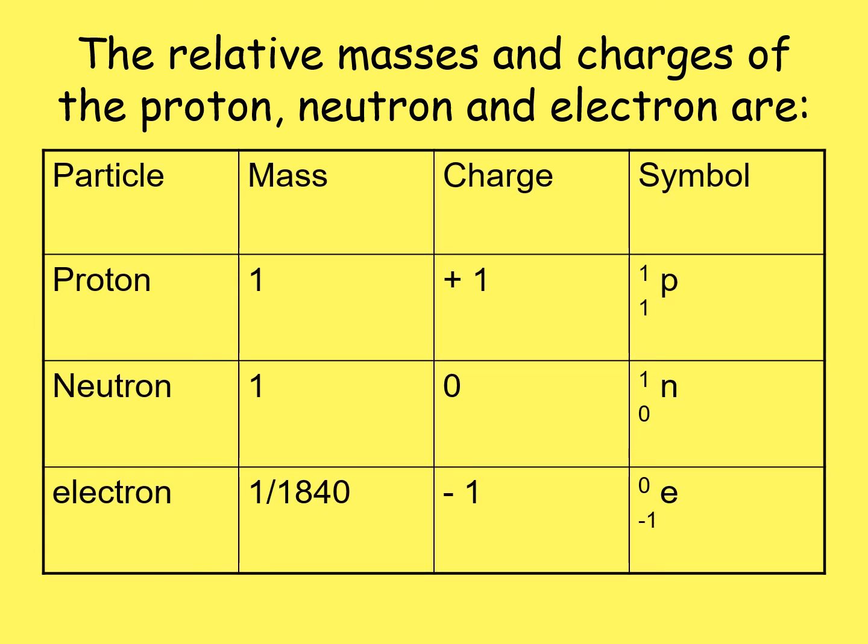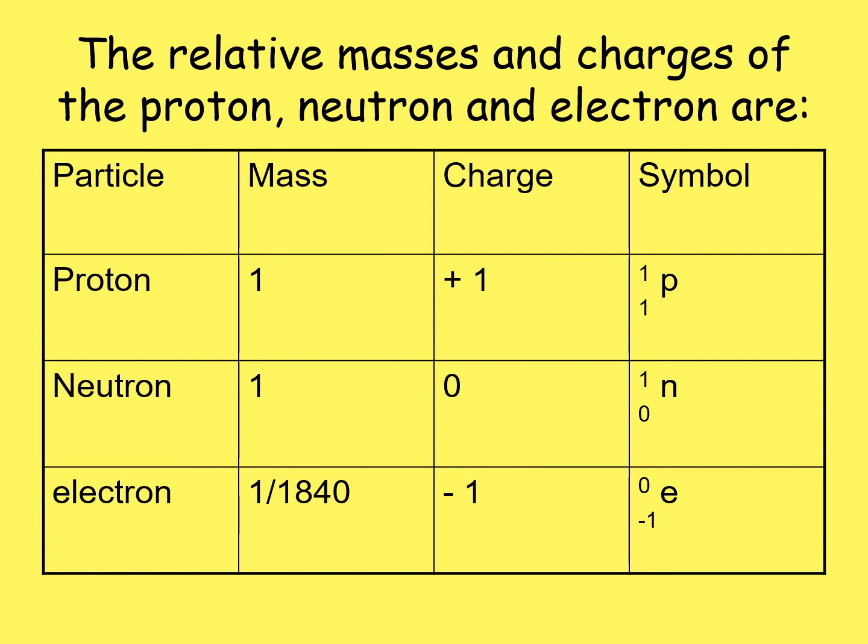The proton has a relative mass of 1, a charge of +1, and a symbol of 1 over 1, P. The one at the top is the atomic mass. The atomic mass is made up of the number of protons plus the number of neutrons. The number at the bottom is the atomic number, and that's made up of the number of protons.